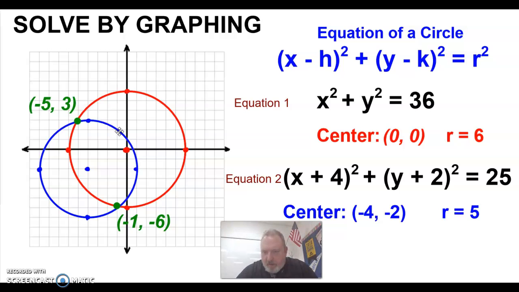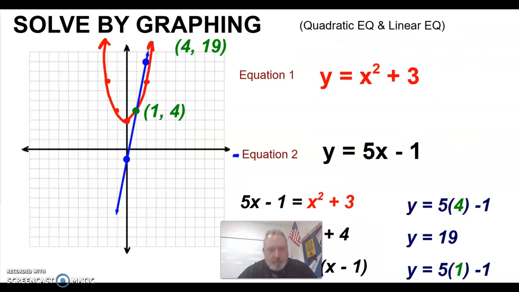Got one final example for you, and that is going to be a parabola and a linear equation. This one will also have two solutions. So you know how to graph a parabola. This is x squared. Typically it'll open at 0, 0, but this one is shifted 3 units, so we start right there. And we have our x squared parabola.